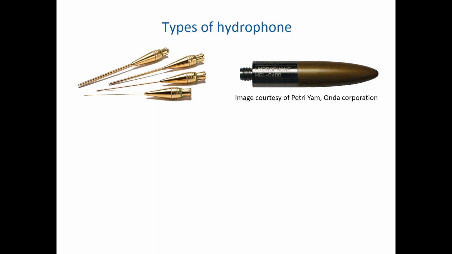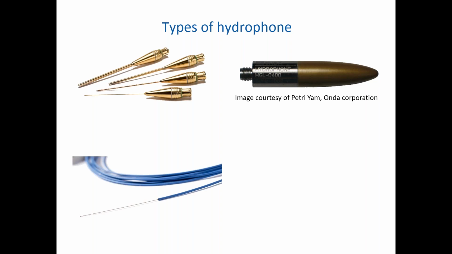We also have fiber optic hydrophones. Now these tend to be very small indeed. Typically we have exposed glass substrates that are of the order of about 100 microns across, and the sensing element here can be only tens of microns or maybe even just 10 microns across.